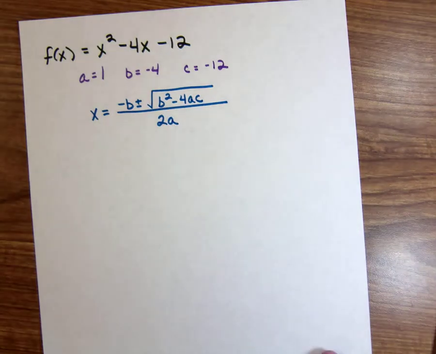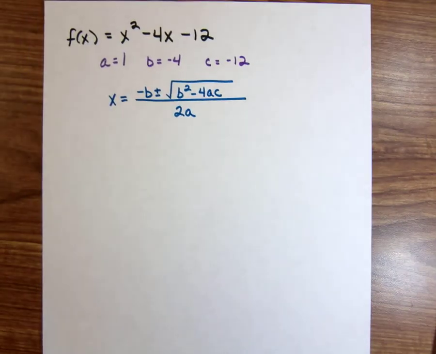The b squared minus 4ac was an important part of the quadratic formula. What did the b squared minus 4ac tell us? What was that called? The b squared minus 4ac? Quadratic formula? That's part of the quadratic formula, but just the part inside the square root, what was it called? The discriminant.